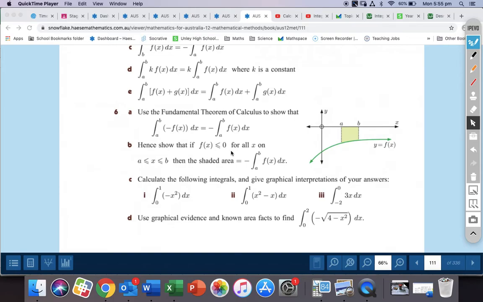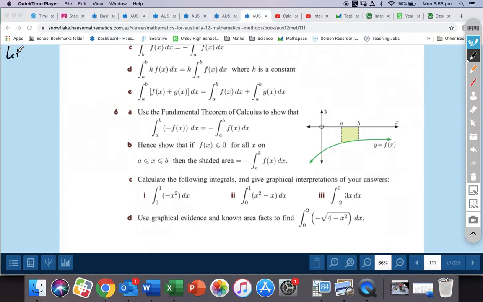Okay, so we're looking at question 6 in this video. It says show that the integral of negative f of x equals negative the integral of f of x. I feel like we've already done this up here, if I made a k equal to -1. But we could do it in a slightly different way, although it's really all the same way.